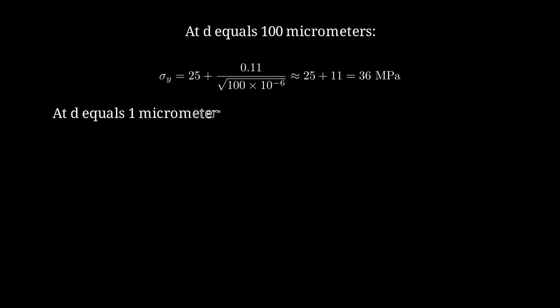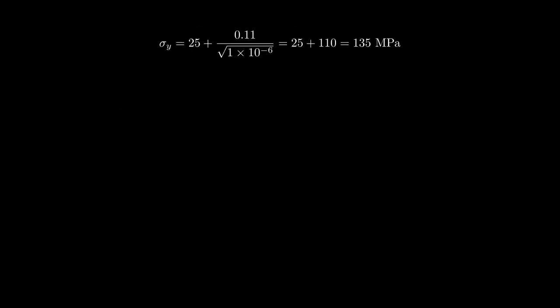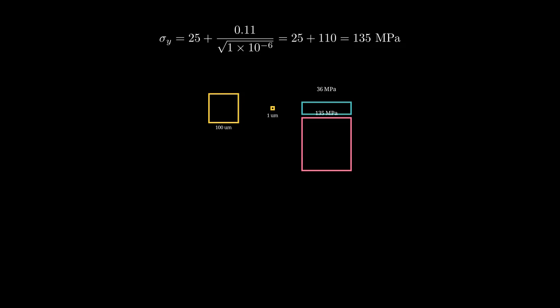Let's calculate. At a grain size of 100 micrometers, the yield strength is 25 plus 0.11 divided by the square root of 100 times 10 to the minus 6, which equals approximately 36 megapascals. Now at a grain size of just 1 micrometer, the yield strength jumps to 25 plus 110, which equals 135 megapascals, nearly 4 times stronger. This diagram compares the grain sizes and their corresponding strengths. The smaller grain produces much higher strength.